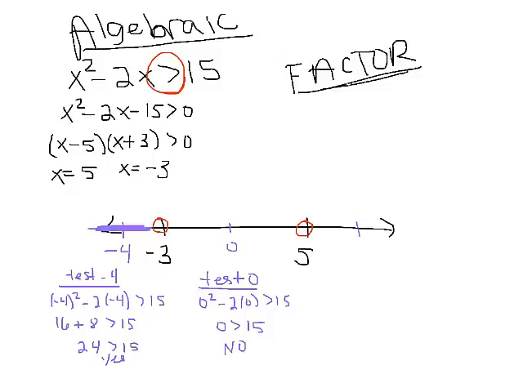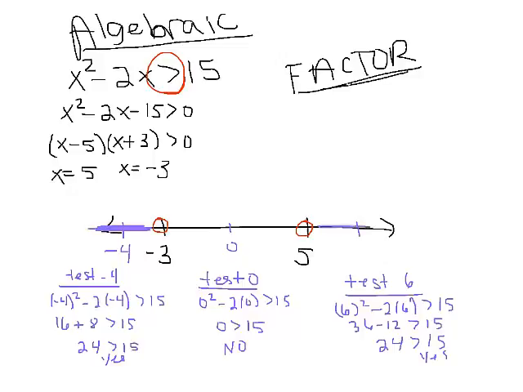Then we're going to test to the right side. So we will test the point 6. So 6 squared minus 2 times 6, to see if that is greater than 15. We have 36 minus 12. That gives us 24 is greater than 15. This is true, so we're going to shade out here.